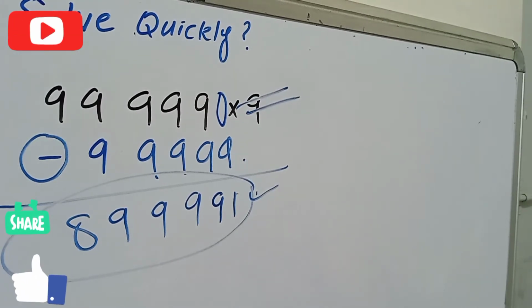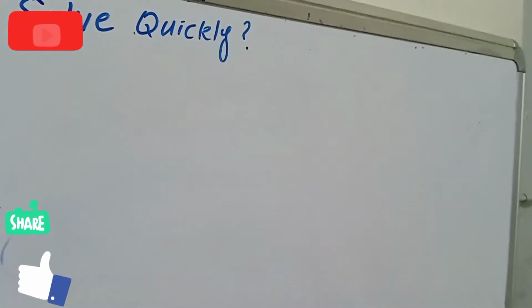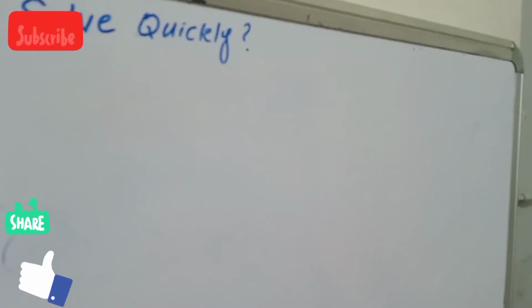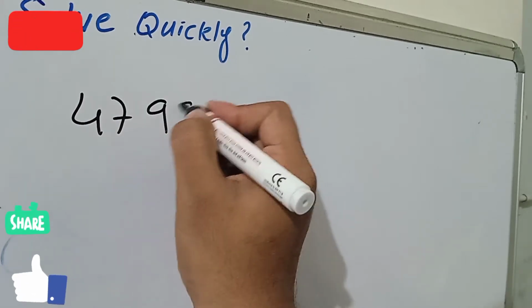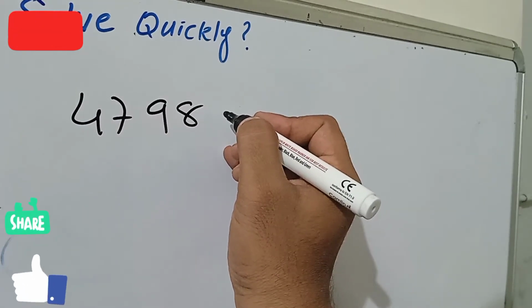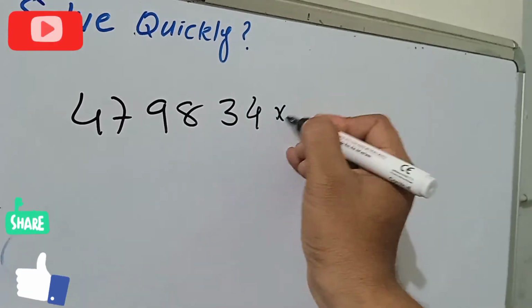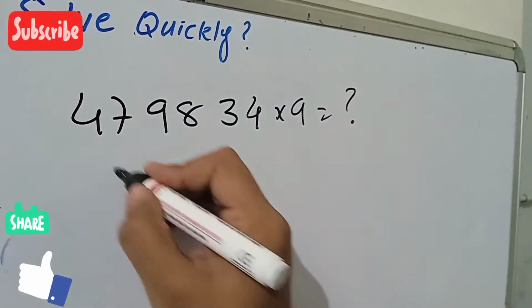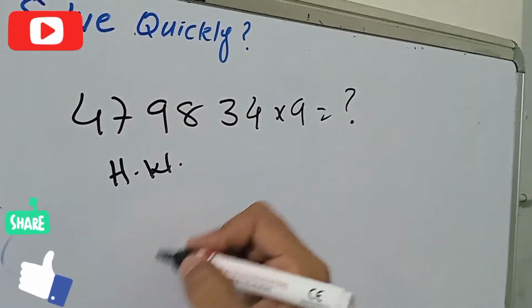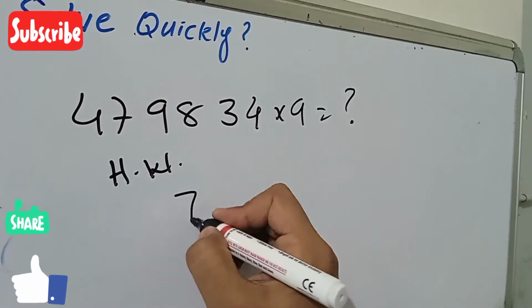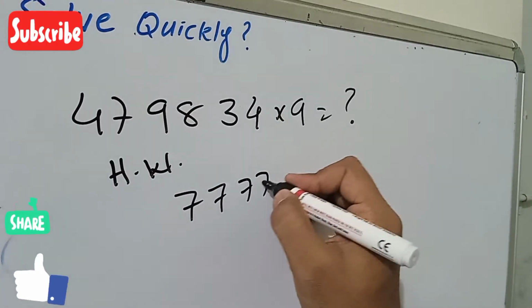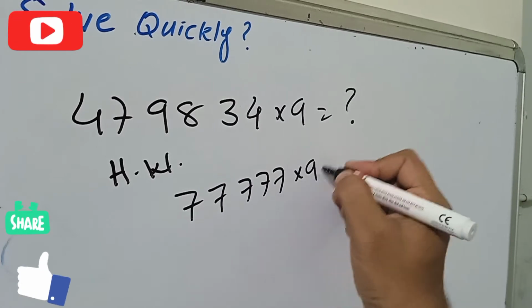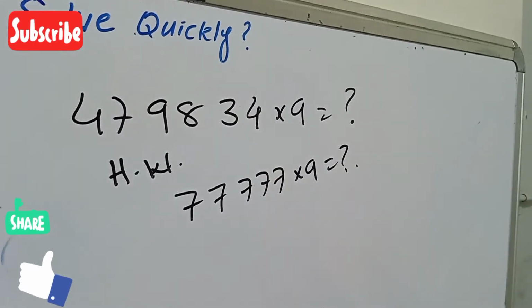Now at home you have to try on your own. I am giving you some examples over here. Write down 47,98,34 multiplied by 9. You need to calculate. Homework: one more additional example you have to solve, 7777 multiplied by 9. You just practice it.